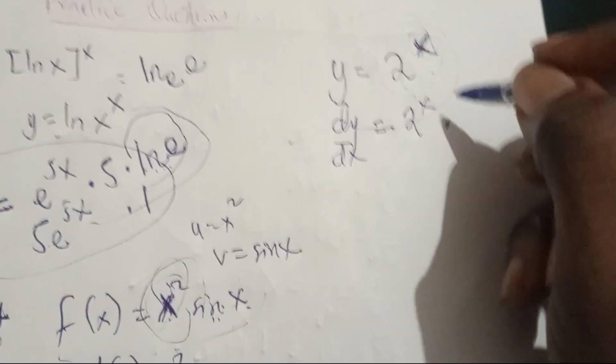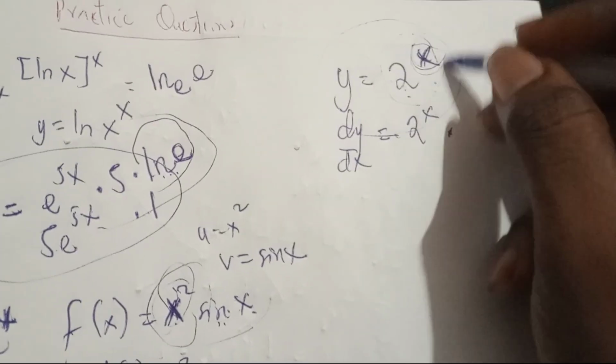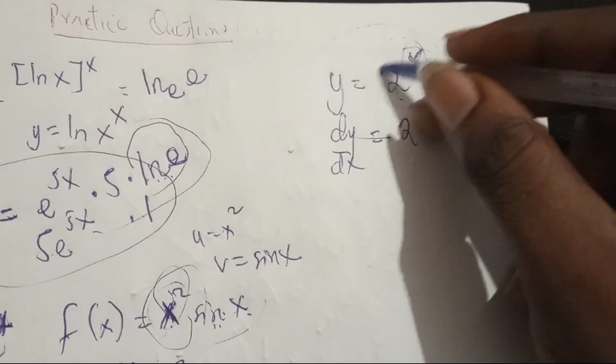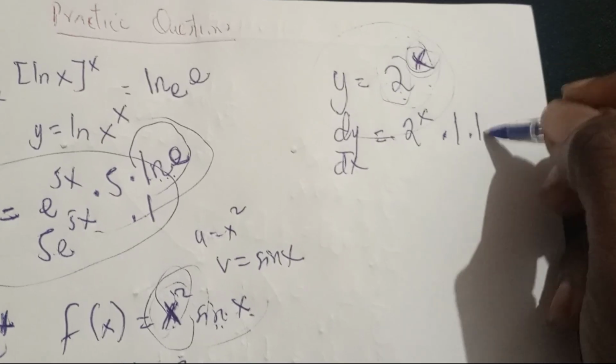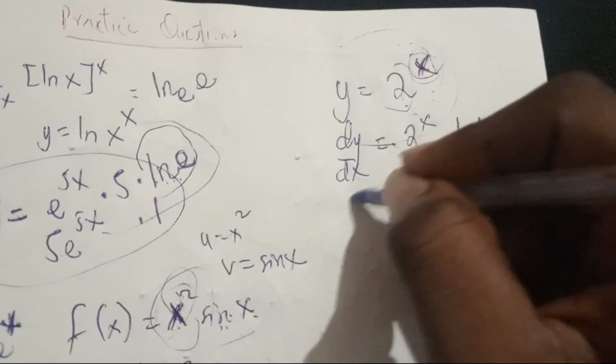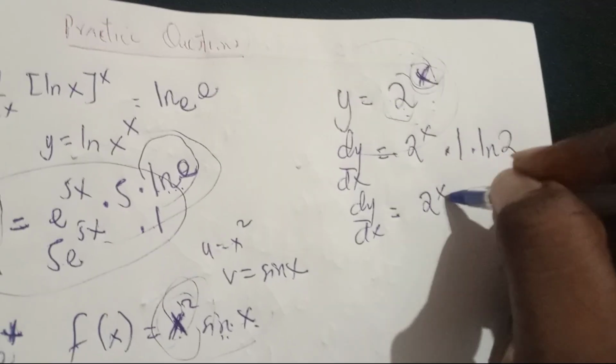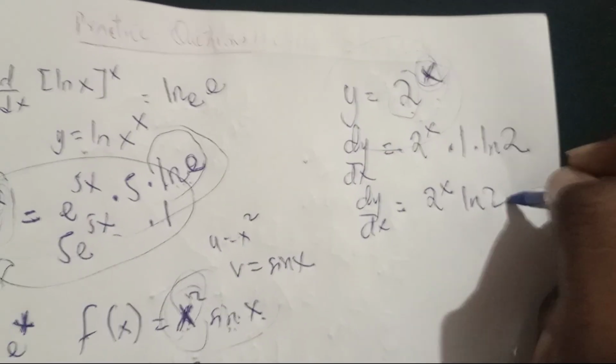Then now we differentiate the power, that's 1. Then now we write the natural log of this, so that's natural log of 2. So dy dx is equal to 2 to the power x natural log of 2.